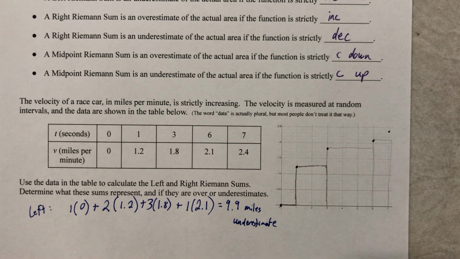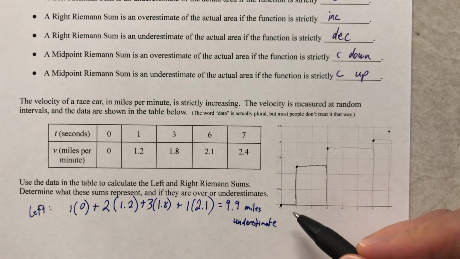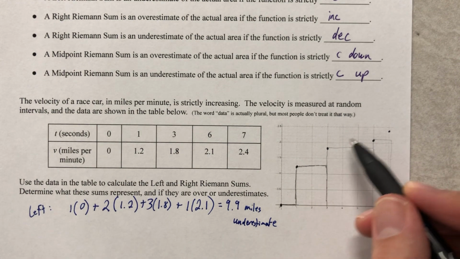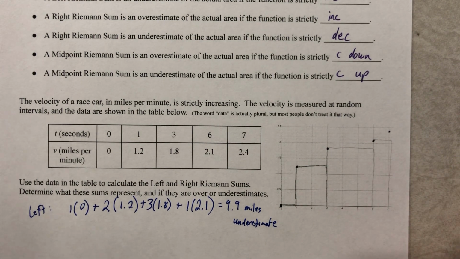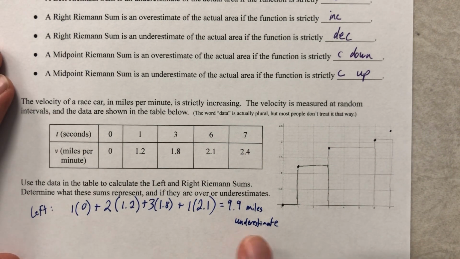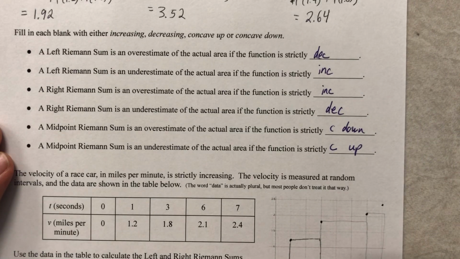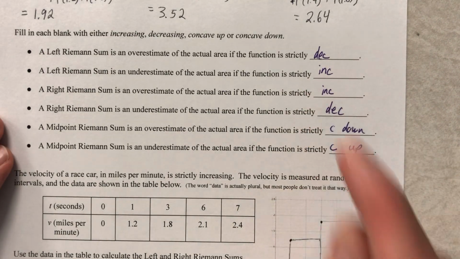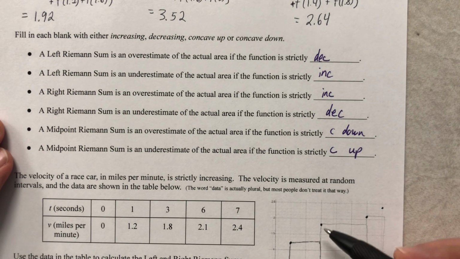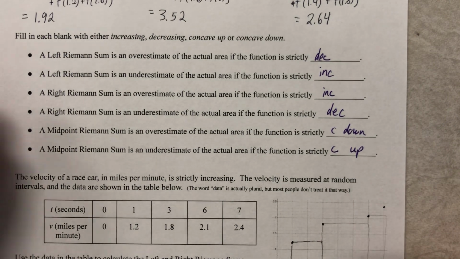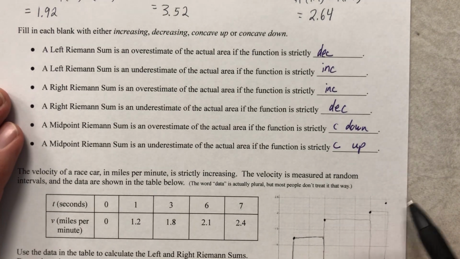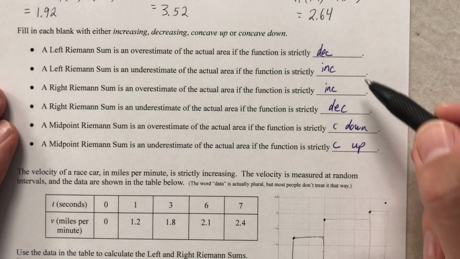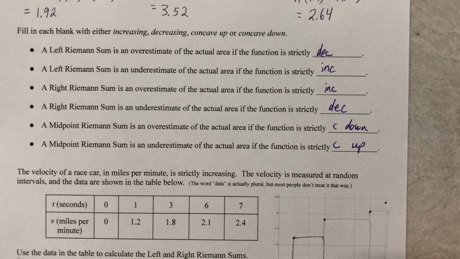And I'm not just making that up. It makes sense if you connected these, and don't. But if you connected these, you'd have a lot of empty space. And you also know this because a left-hand sum is an underestimate when the function is strictly increasing. And because we don't know what happened in between these gaps and we can't assume, but they told us it's strictly increasing. Because there could have been some craziness that happened. We went way up and way back down or something like that. But that didn't happen because they said so.